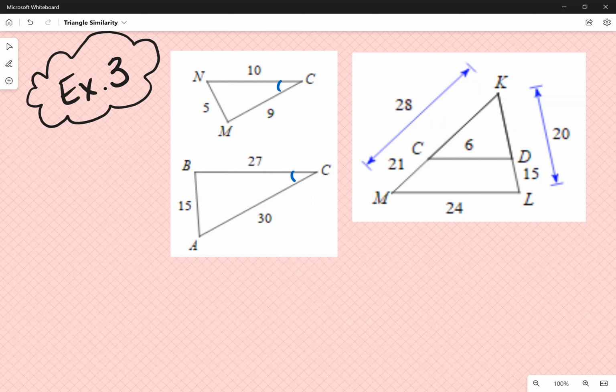So I'm going to use my strategy of taking, well, let's flip it. I want to take the largest number this time. So the largest number in my first figure is 10, and that's going to be CN.